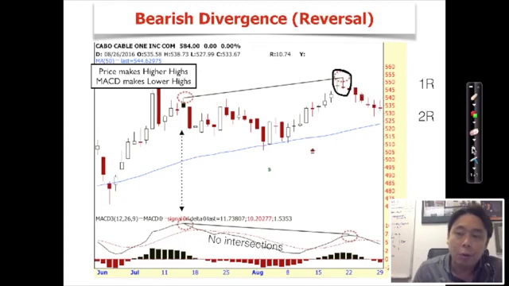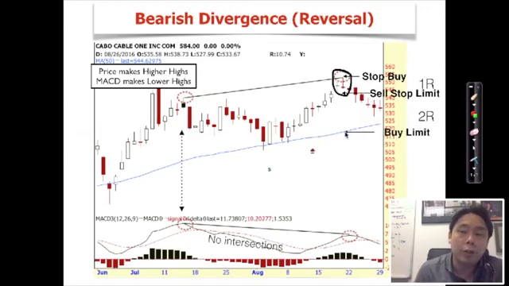5 cents below the low of this candle. Your stop loss 5 cents above, and your target price, set it at the next level of support, which could be the 50 moving average. Ensure you got a 1:2 risk to return ratio, at least 1:1.5, and it's good to go.